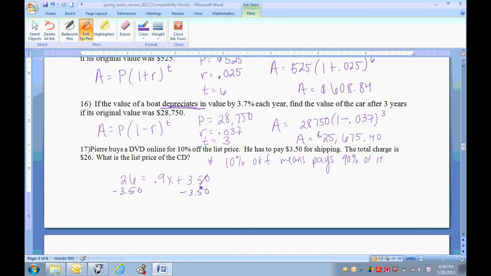3.5 from both sides, and you end up with 22.50 equals 0.9 times x. Well, then we're going to divide both sides by 0.9. And when you divide 22.5 by 0.9, you end up with x equals 25. So the original list price of the DVD was $25.